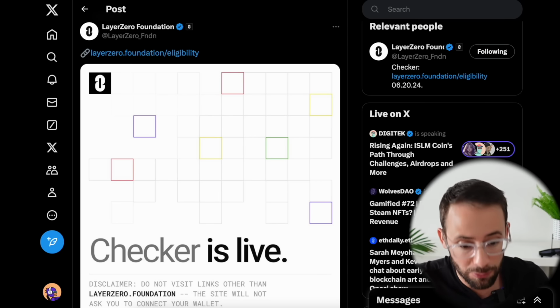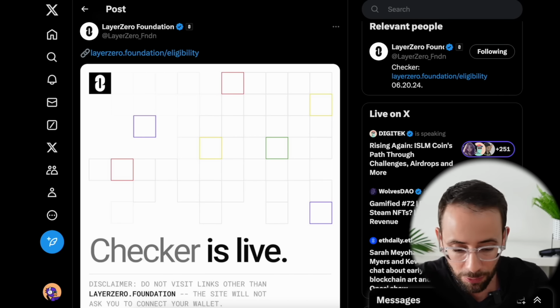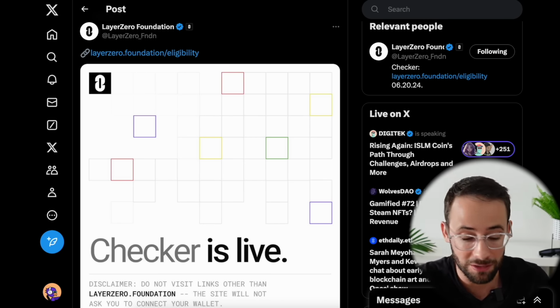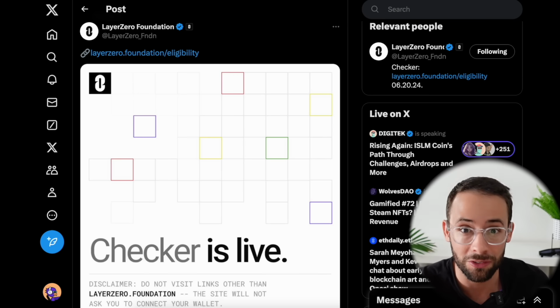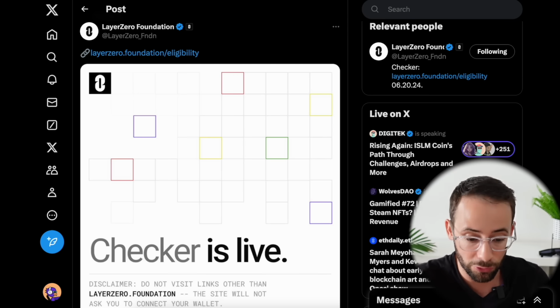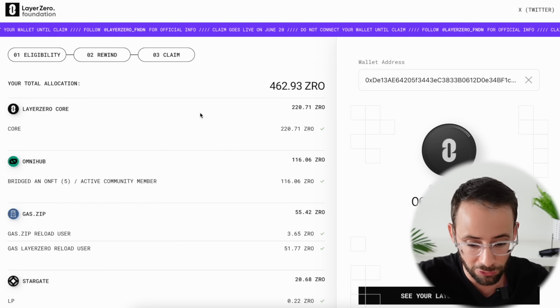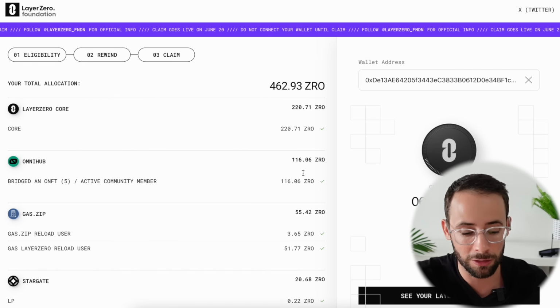I have a massive amount of airdrop alpha for you, so let's not waste any time and start off with the biggest piece of news, which is that the LayerZero token checker is now live. So you can go visit this link, check your eligibility, and see exactly where you're getting tokens from.